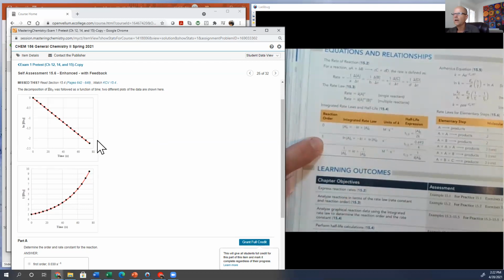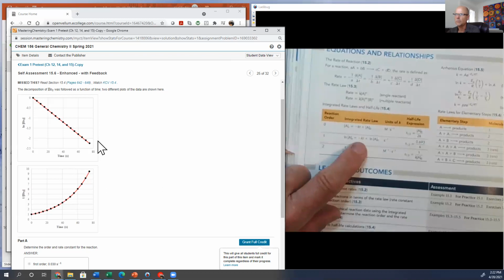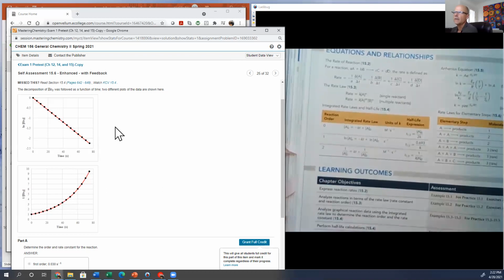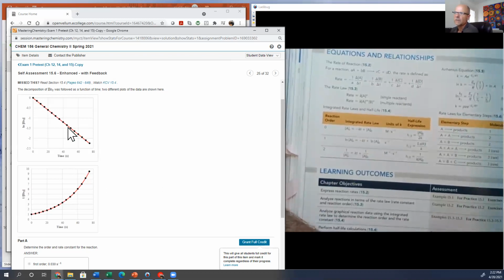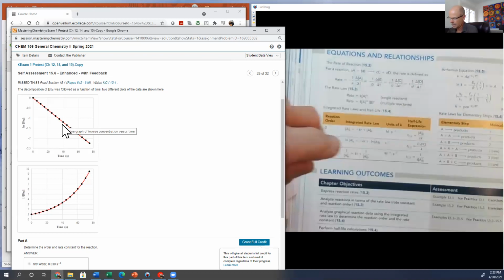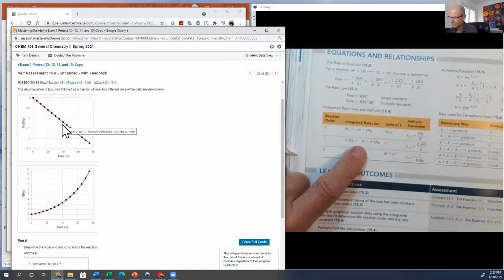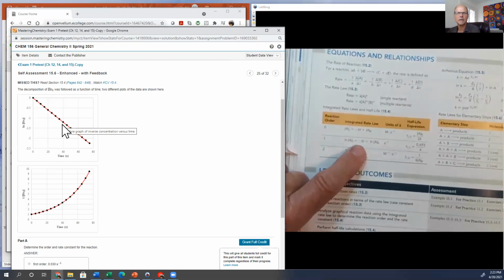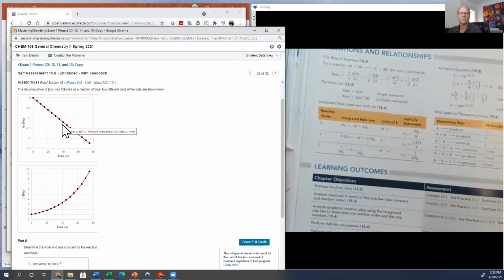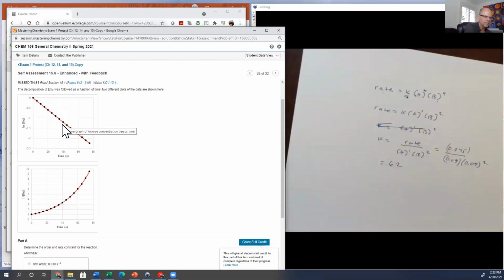And then they also ask to determine the rate constant. The rate constant you can get from the slope, right? So here you have a linear line. You can figure out the slope of that, right? And the slope is going to be equal to minus the rate constant, right? So once you figure out the slope, and you just do that by the change in y over the change in x, and then take the negative of that, that'll give you the rate constant. So that's how you do that problem.